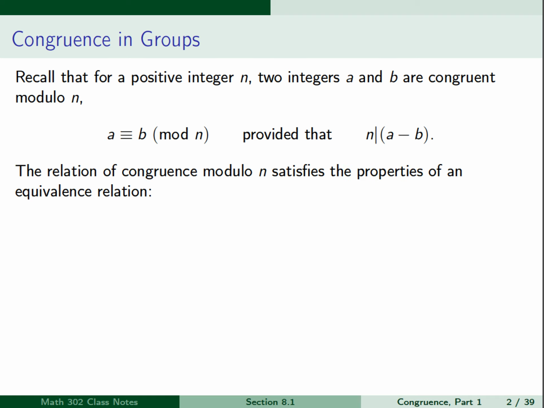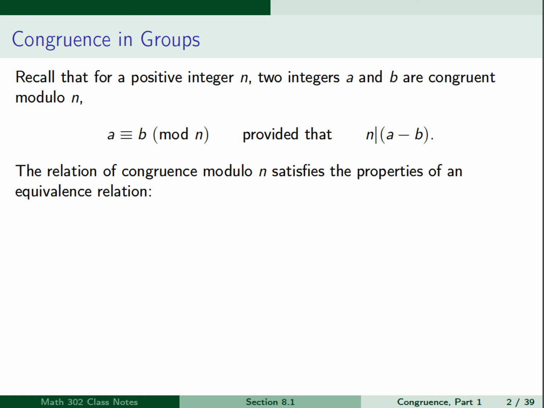Now, as mentioned earlier, congruence modulo an integer is an equivalence relation. The next theorem shows that congruence modulo a subgroup is also an equivalence relation. So this is Theorem 8.1. And let's let K be a subgroup of a group G. Then the relation of congruence modulo K satisfies the following properties.